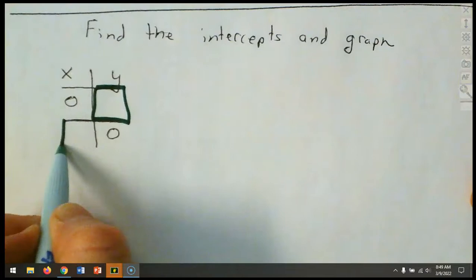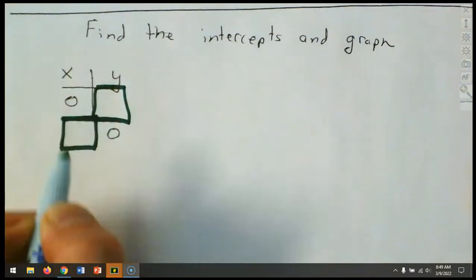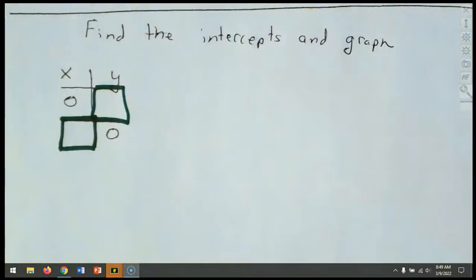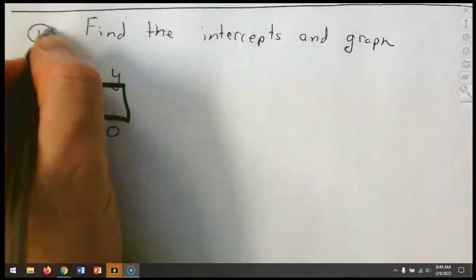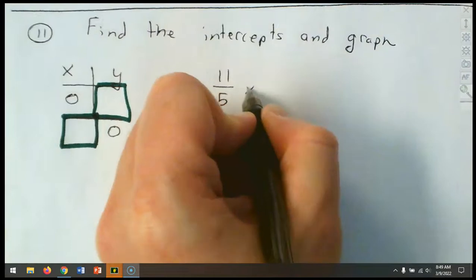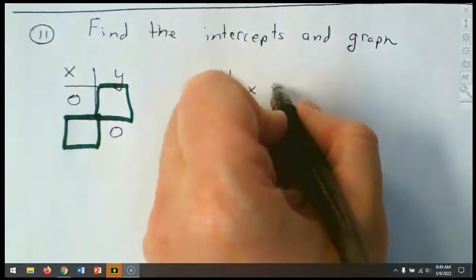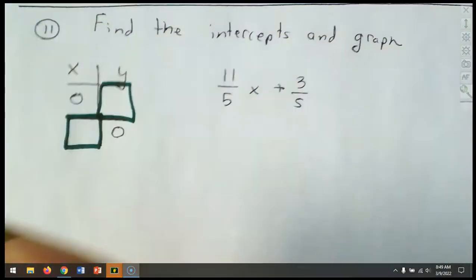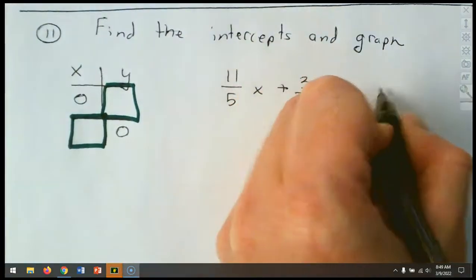the missing boxes here. And if we can fill them both in with different numbers, assuming they're not 0, 0, then we're done. We don't have to add more points. If both of these come out to be 0, 0, then we're going to have to come out and add another point. So question number 11 is what we're looking at. So 11/5 x plus 3/5 y equals 6.